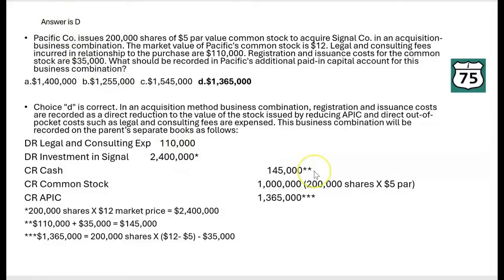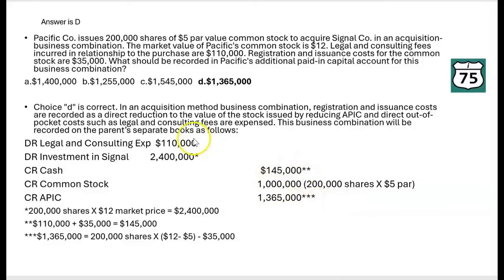They're going to credit cash for $145,000. Why? Because the legal and consulting fees were $110,000 and the registration and issuance costs were $35,000 more. So credit cash for $145,000, but notice we can only debit legal and consulting for the $110,000. Where's the extra $35,000? It's going to be a reduction in the APIC. But before we look at APIC, let's look at the common stock. Common stock's the 200,000 shares issued times the $5 par. We always credit common stock for par. That's $1 million credit to common stock.